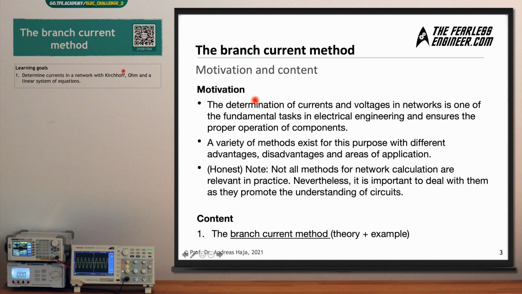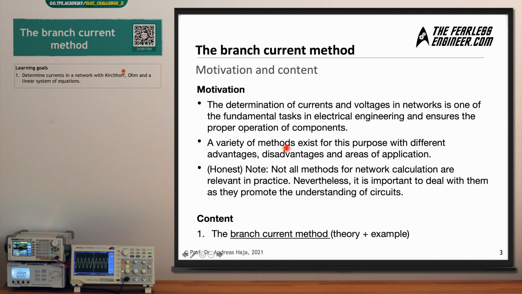Now let's talk about the motivation behind this video. Firstly, the determination of currents and voltages in a network is one of the fundamental tasks which you need to perform in electrical engineering, and it ensures the proper operation of components if you have carefully adjusted both voltage and current distributions in your network.